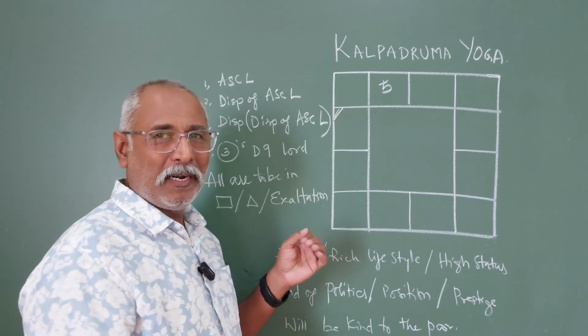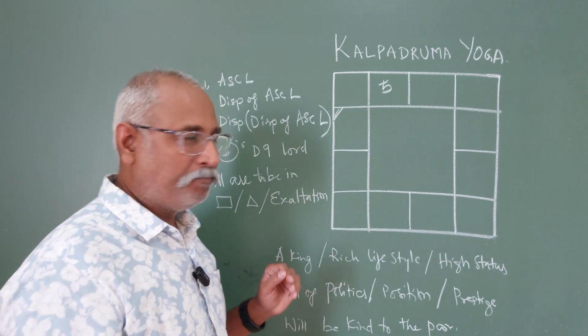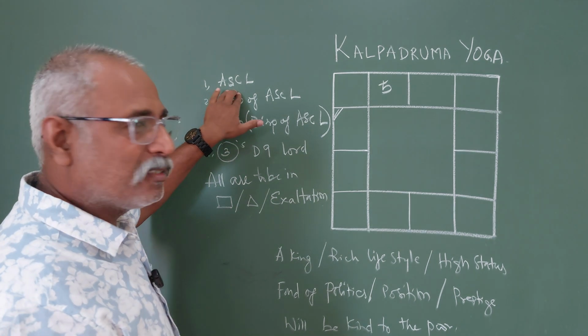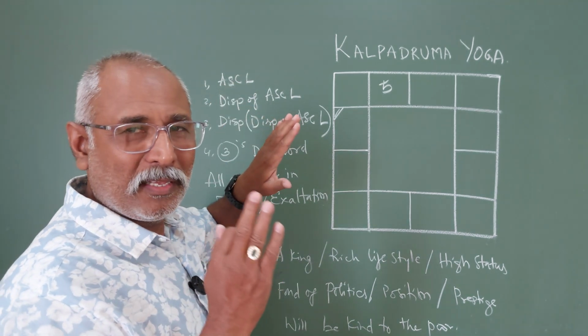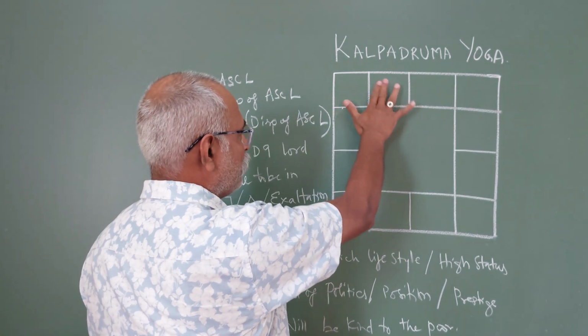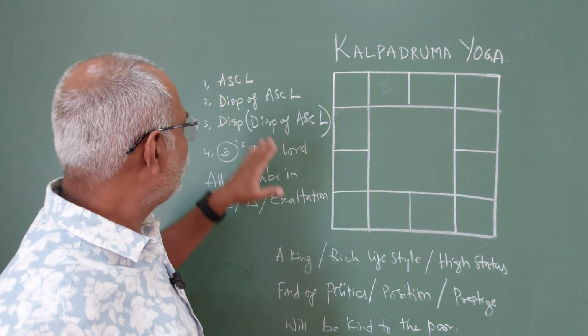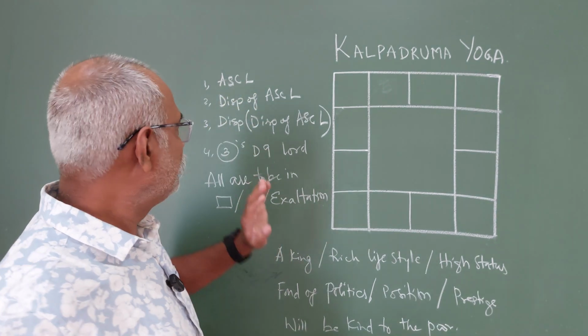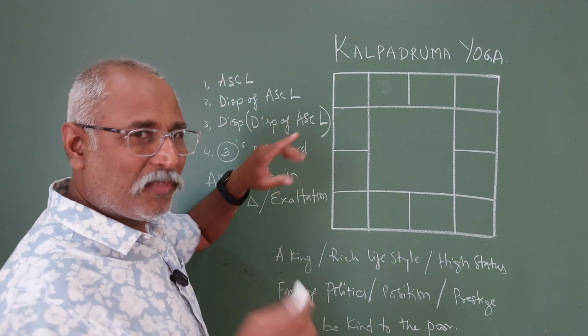So let us understand Kalpadruma Yoga. First we need to see the ascendant Lord. Okay, this was just an example. Let me go through it. We need the ascendant Lord and the dispositor of the ascendant Lord.